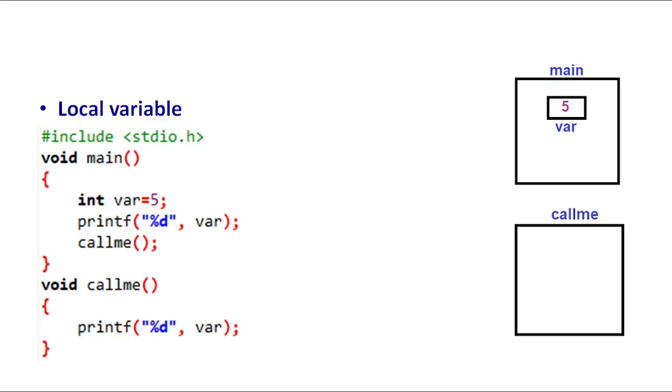Like a remote control, a local variable is accessible and visible only within the function in which it is declared. We can't use it from any other function. In this example, the variable var is declared inside the main function, so it can be accessed within the main function. But if we try to access it from another function, then the compiler will throw an error message saying that var is not declared. So local variables are declared and used within a particular function.